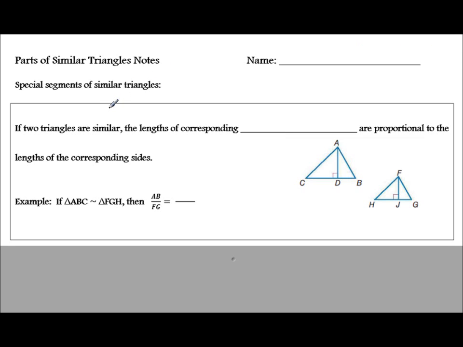Okay, so the first thing with similarity is that if we know that two triangles are similar, the lengths of their corresponding altitudes are going to be proportional to the lengths of the corresponding sides. So if you remember, an altitude connects a vertex to the opposite side of a triangle at a right angle.